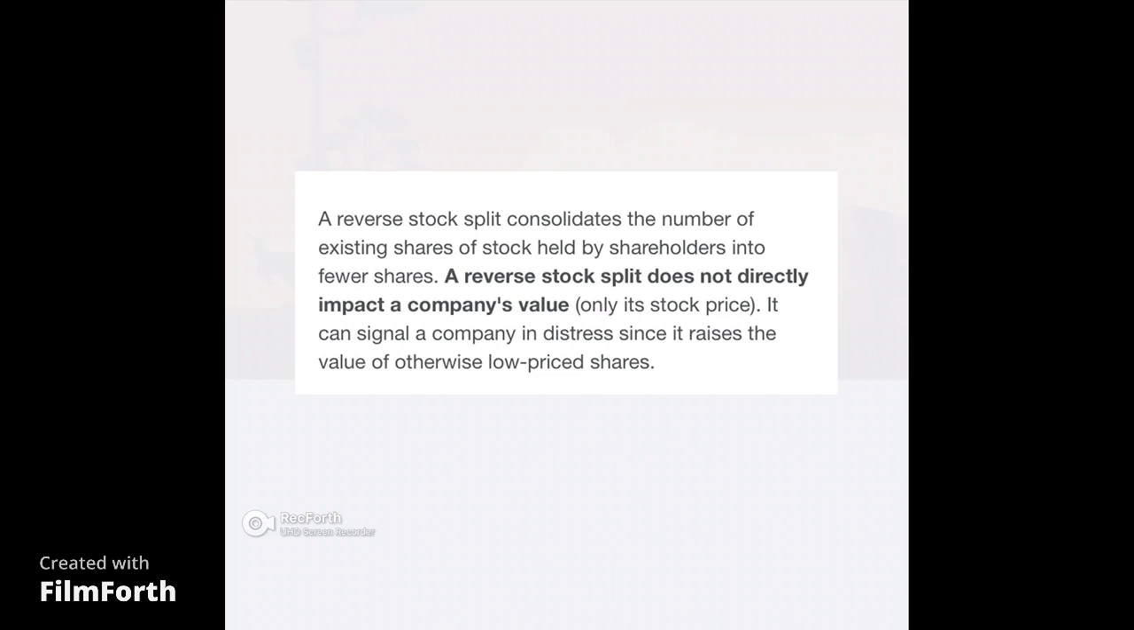However, a reverse split is the opposite of that. They're taking shares that are generally very cheaply priced and combining them to make them more expensive. So let's say you own 100 shares of AVCT at a price of 20 cents each. And the company announces that they're going to do a 1-for-10 reverse split.